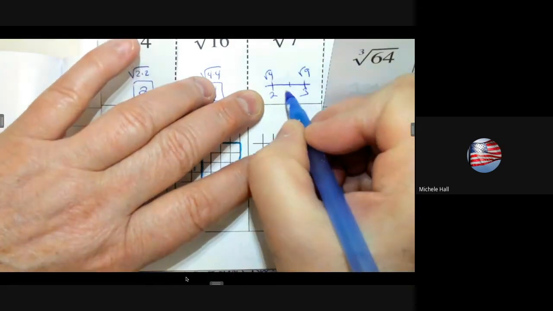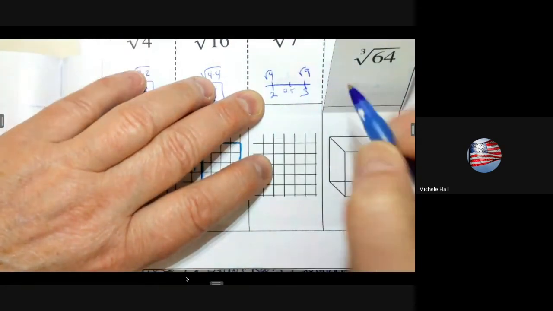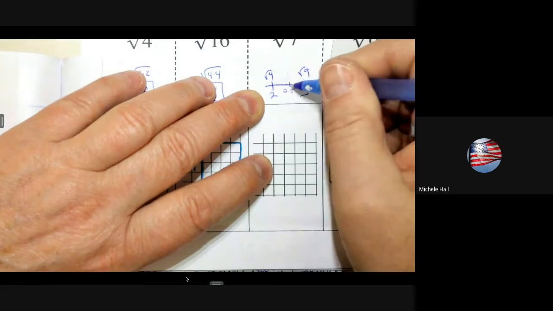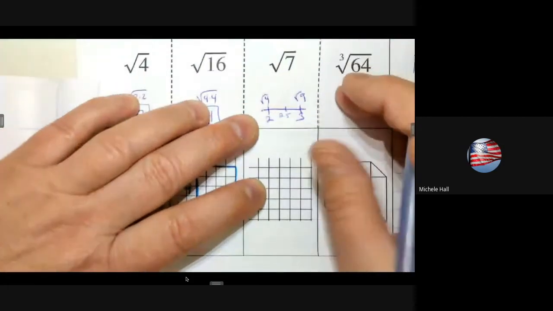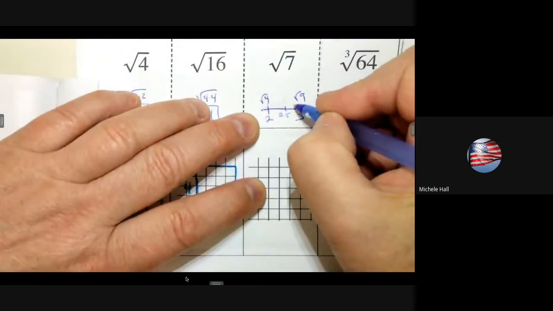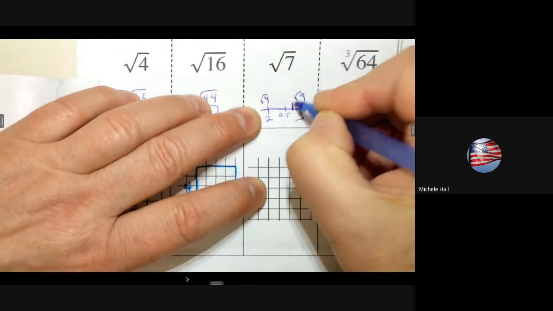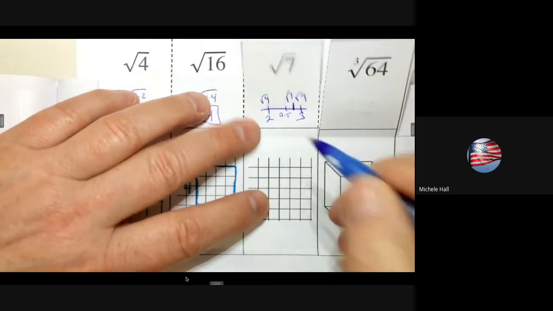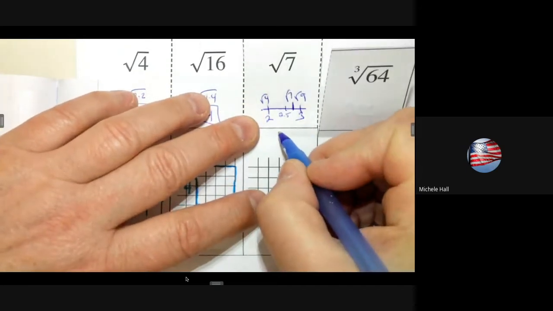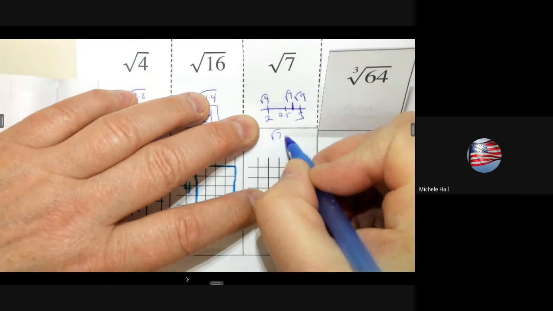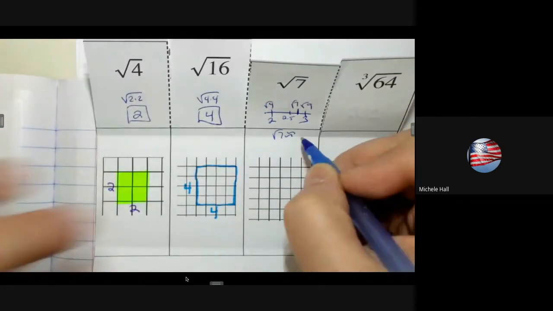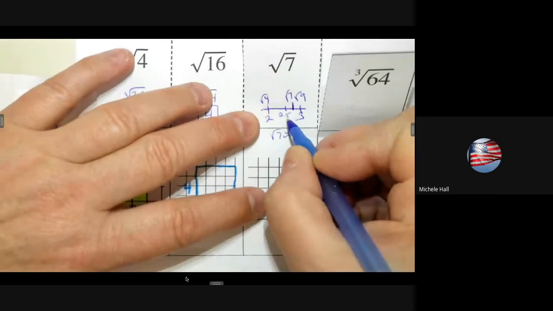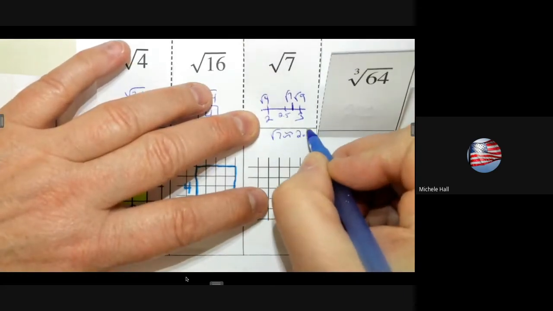Here's the halfway mark at 2.5. The square root of 7 is going to be closer to 9. So I would say about here for the square root of 7. We're going to say that the square root of 7 is approximately about what then? 2.7. Here's 2.5, so about 2.7.